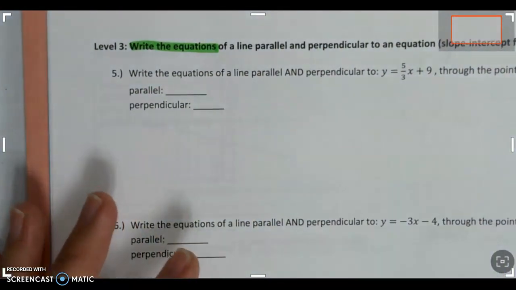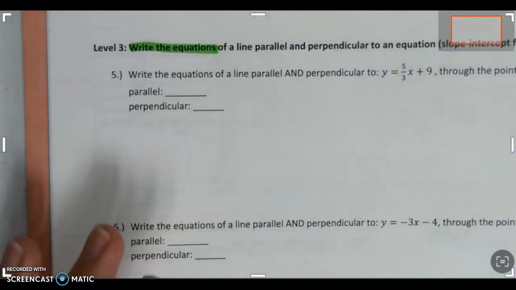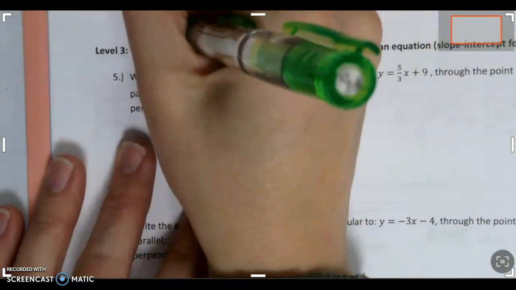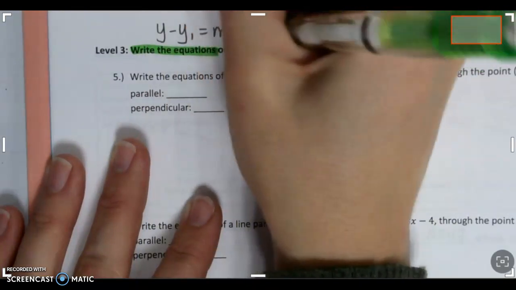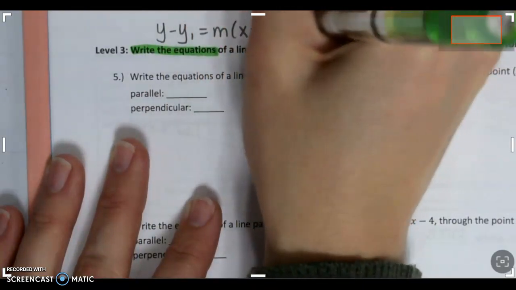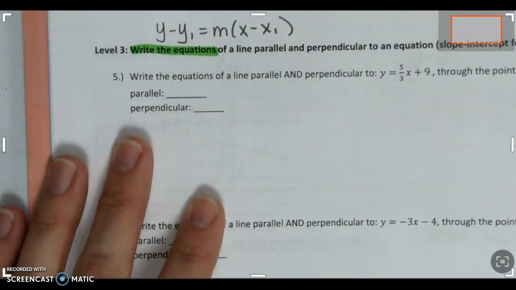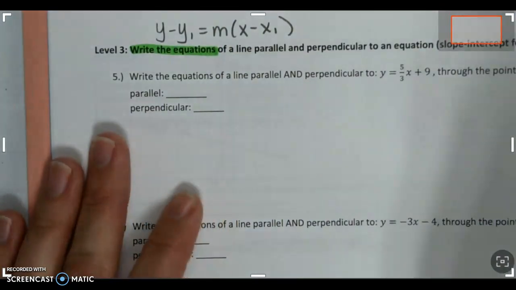Could you do it in slope-intercept form? Yeah, but it would be way more work. So we're going to use this. When I do it in front of us and we do it all together, I'm going to use point-slope form. Okay, so that's what I need to have as my final answer.